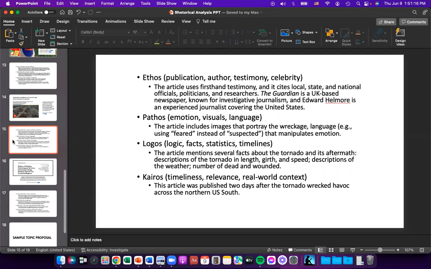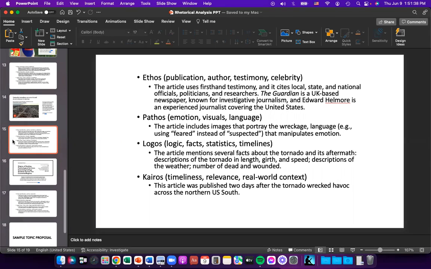It cites local, state, and national officials, politicians, and researchers. So we have the Kentucky governor, we have the United States president, we have researchers from Northern Illinois University, we have locals, the mayor, and local employees talking about this. So something to say about ethos.